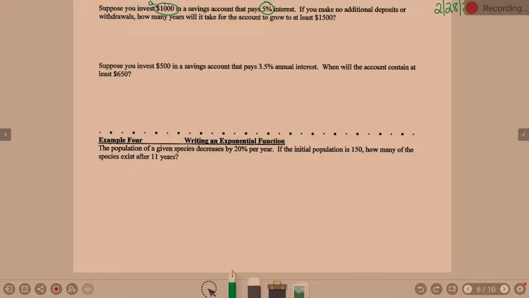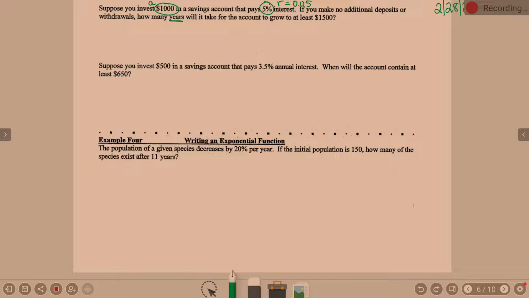What is this 5% interest? Percentage. Our percentage rate. And what are we going to use when we plug this into the formula? Do we use 5? 0.05, yes. We move the decimal 2 places left. And so this is 0.05. If you make no additional deposits or withdrawal, how many years?